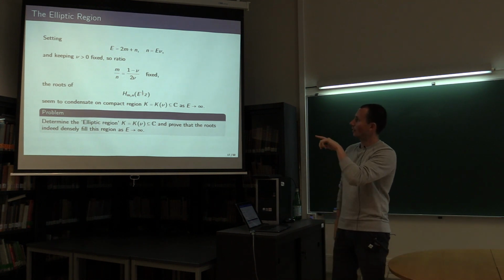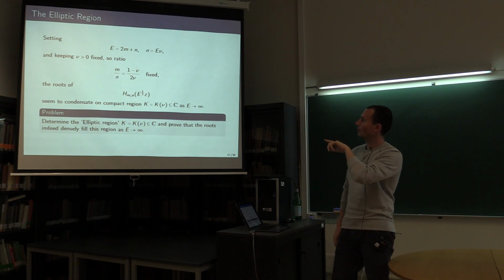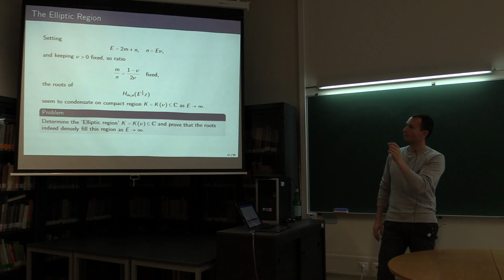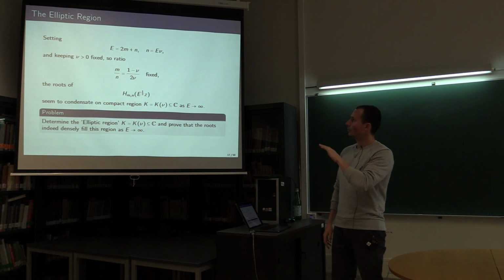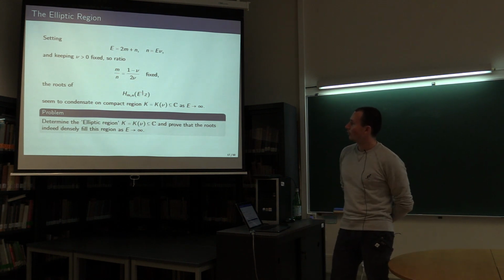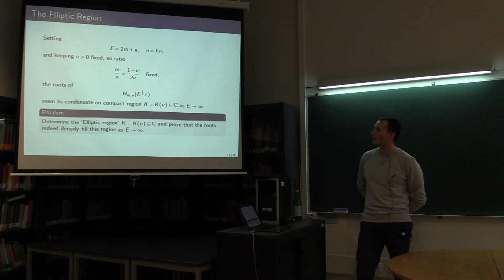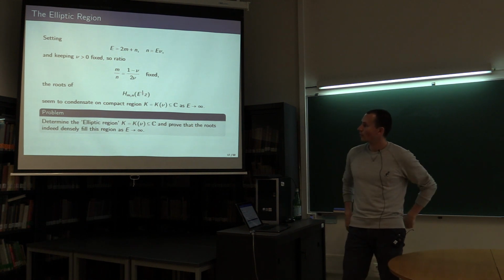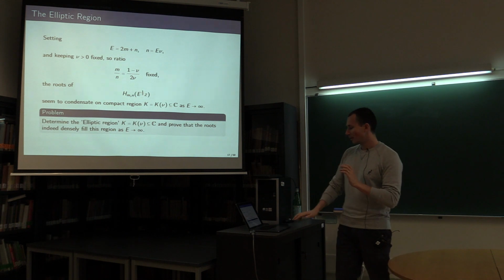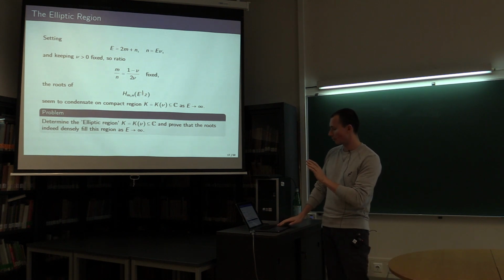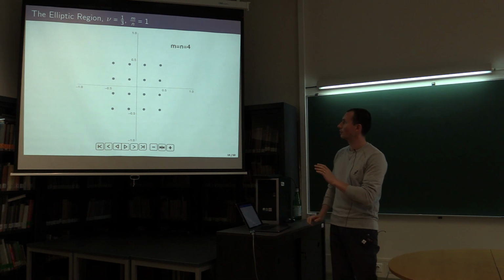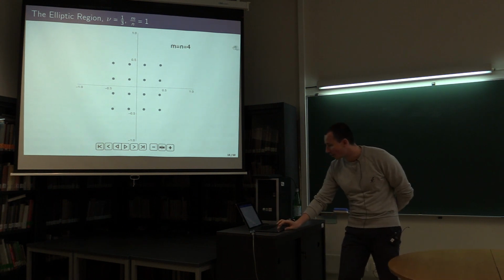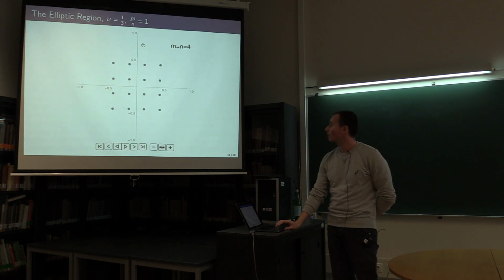Specifically, we set capital E equal to 2m plus n. We fix n as E times nu, where nu is some positive real number. Then we send E to infinity, and we look at the roots of H_{m,n} of E to the power half z. It seems that the roots condensate in some compact region, and the problem is to compute this region and to prove that indeed they densely fill it. Here's an animation where we fix the ratio of m over n equal to 1, and we let E grow.